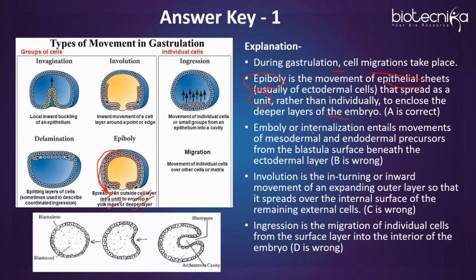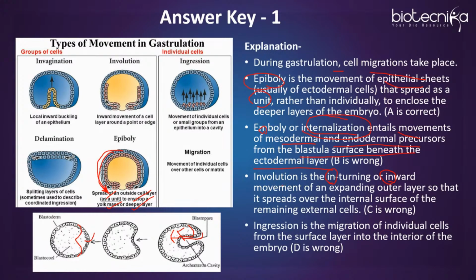Emboly is what? It is internalization. The same thing which we saw in amphibian embryo, how there is a creation of a blastopore. So cells are going inside. So basically it is internalization. That is emboly. It entails movements of mesodermal and endodermal precursors from the blastula surface beneath the ectodermal layer. So beneath the ectodermal layer, they will be going in. Involution is also inward movement.